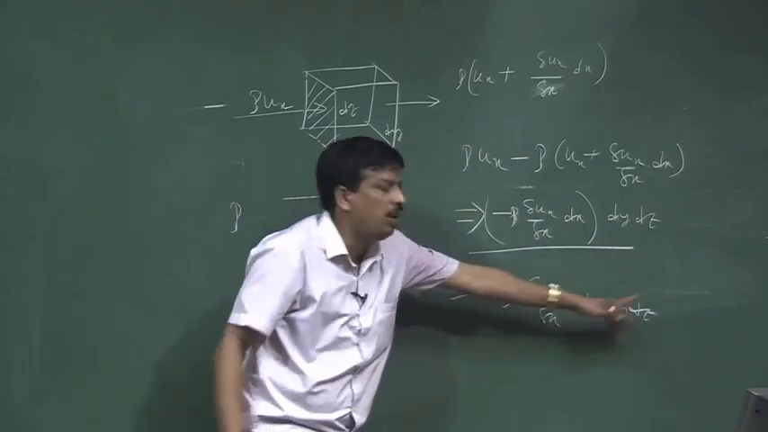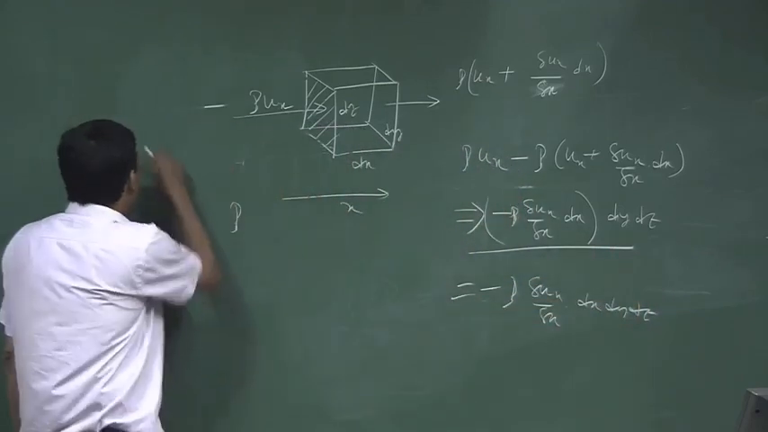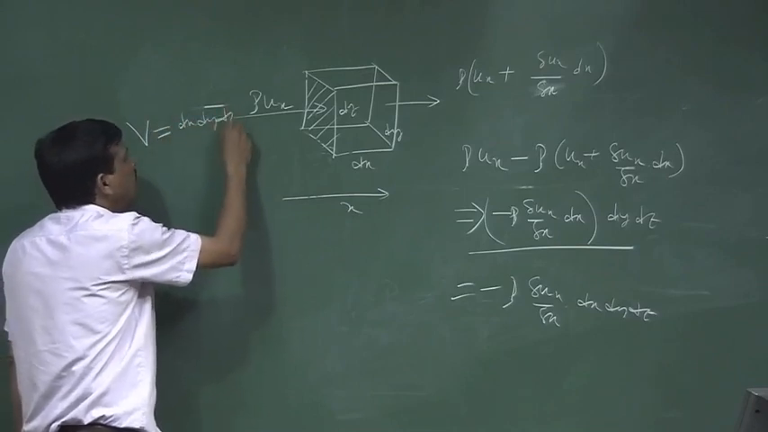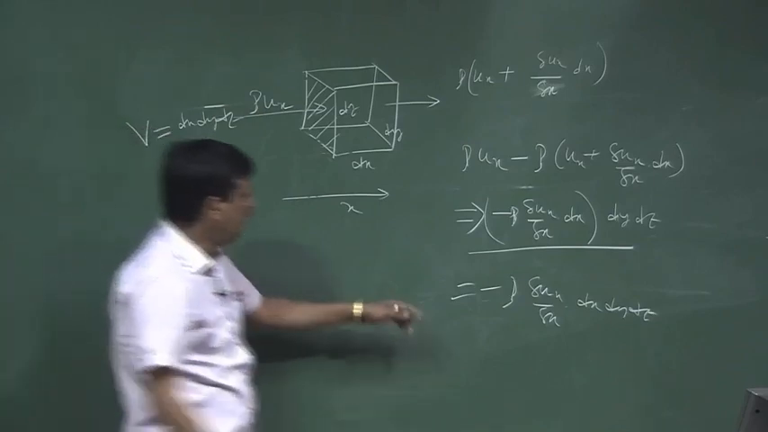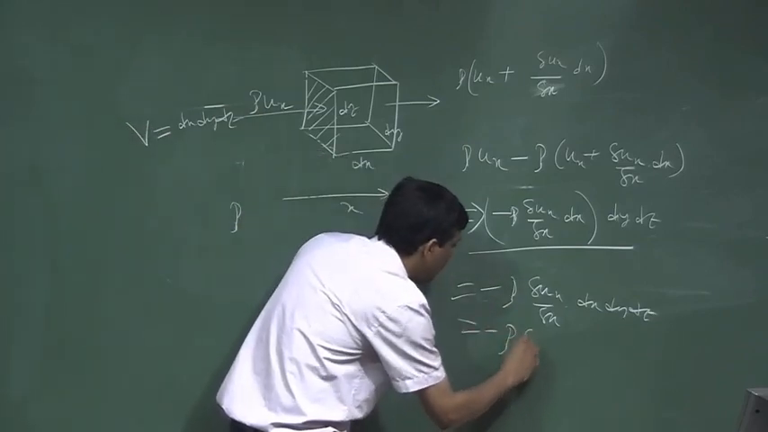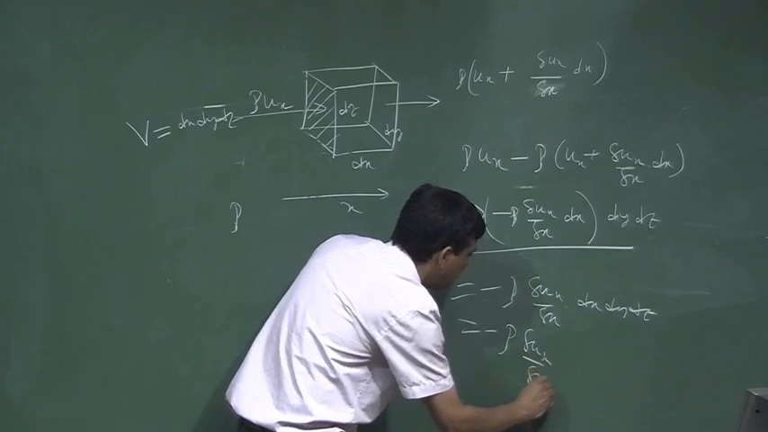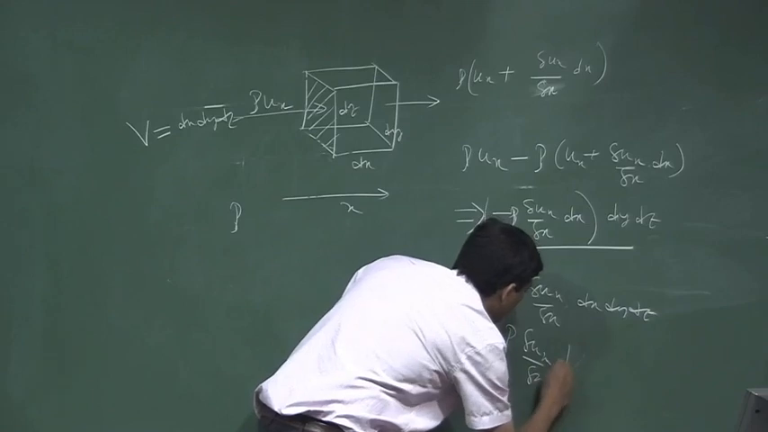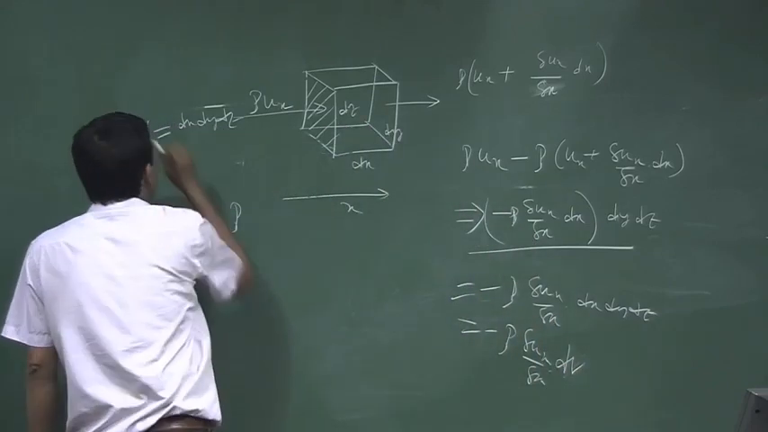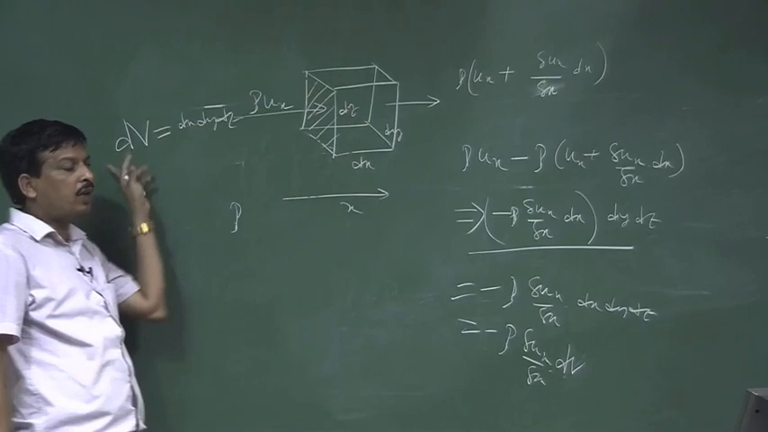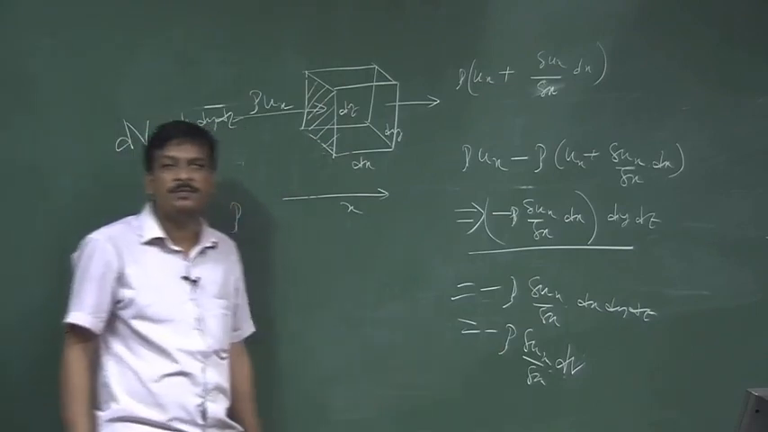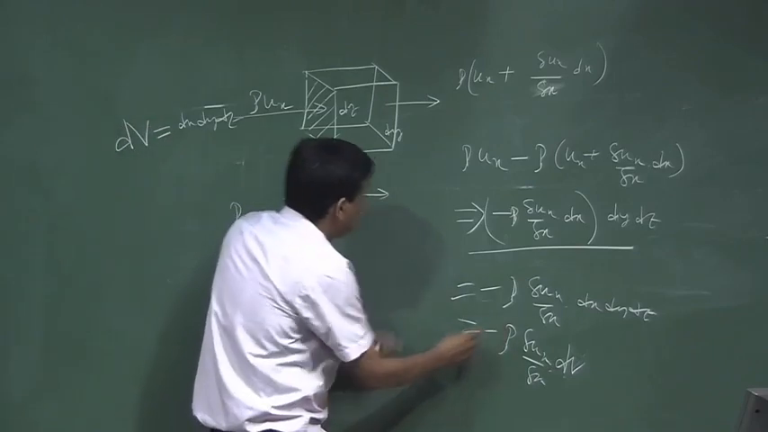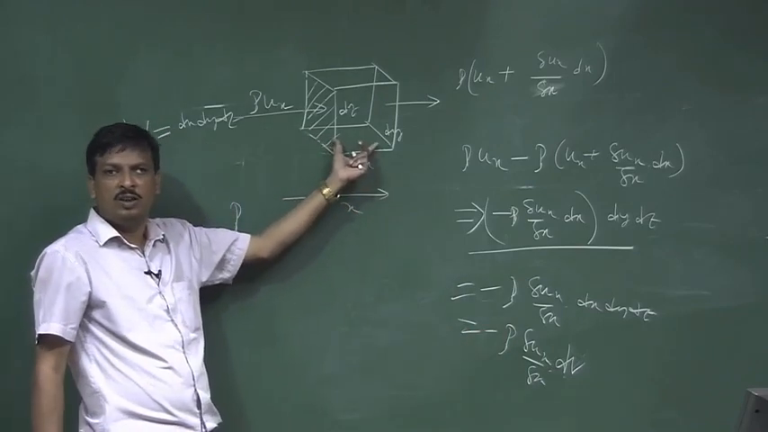What is dx dy dz? This is nothing but the volume. So it is minus rho del u x by del x into del V, where I write del V for del X, del Y, del Z. That much mass, with a negative sign, will be the total mass increase in this volume.